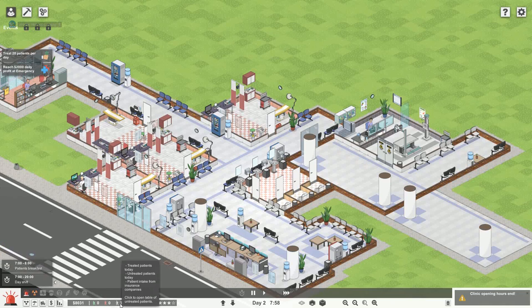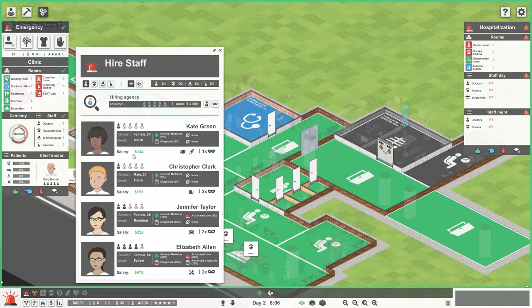So we've got 30 patients coming in today. Let's go ahead and get another doctor hired, right now. Okay, we need somebody who's pretty good. I like Elizabeth. She's got 63% general medicine. Acute would be, I guess that's our critical. That would be the emergency room. So she might eventually get moved over to the emergency department when we open that.